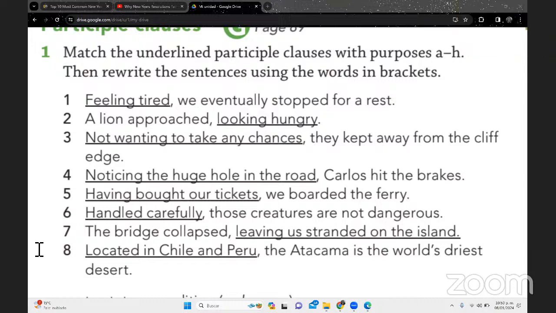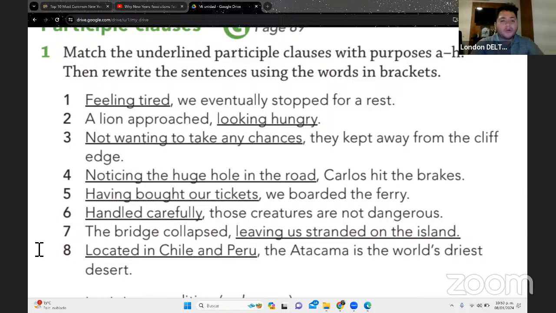Okay. A lion approached looking hungry. Okay. A lion approached. Un león se acercó. A lion approached. ¿Y cómo se veía el león? Se veía hambriento. Entonces, la oración se simplificó mucho. No digo, a lion approached. This lion looked hungry. No, entonces una oración bastante reducida. A lion approached looking hungry.